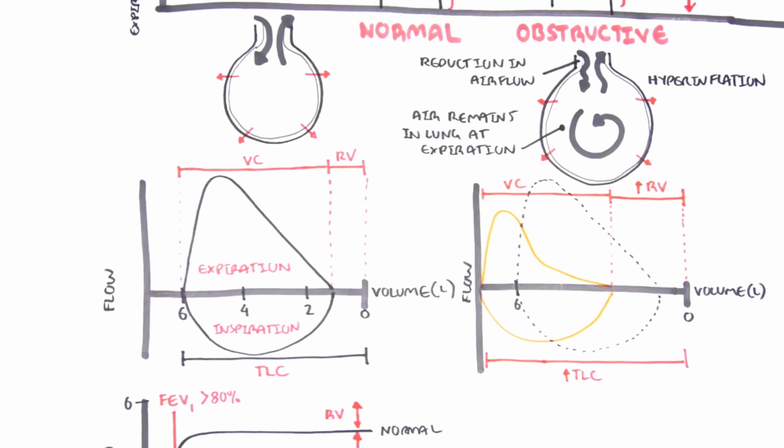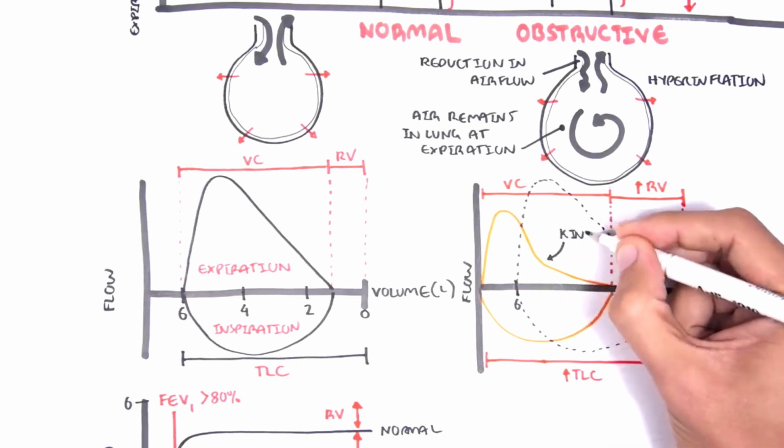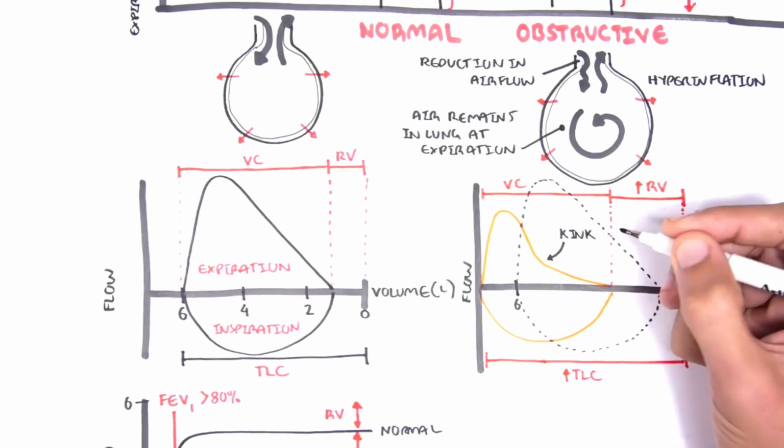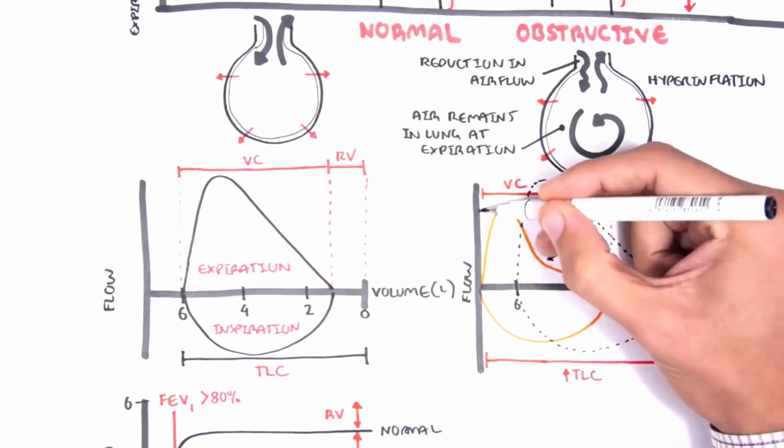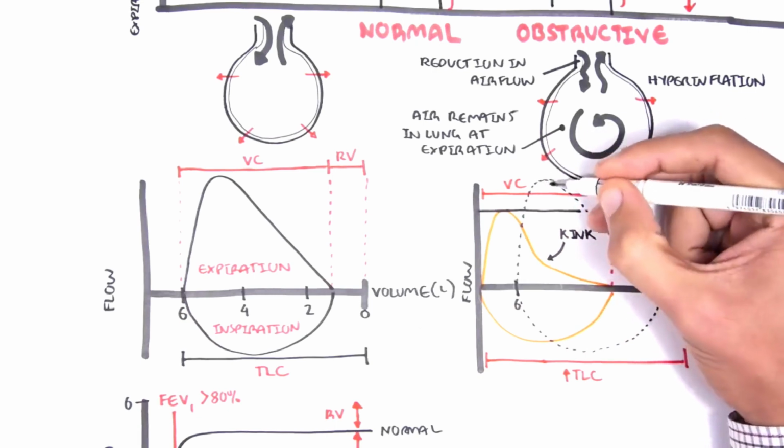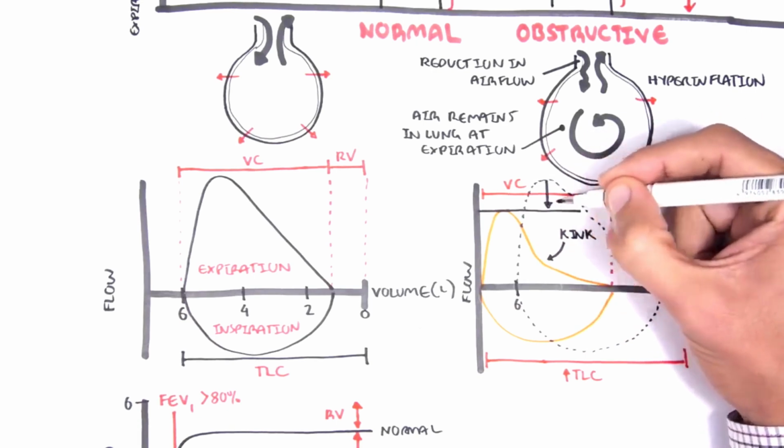You can see here the characteristic kink in the obstructive lung disease patient during forced expiration. This is because of the obstruction. And also the flow decreases slightly because of the obstruction through the airways.